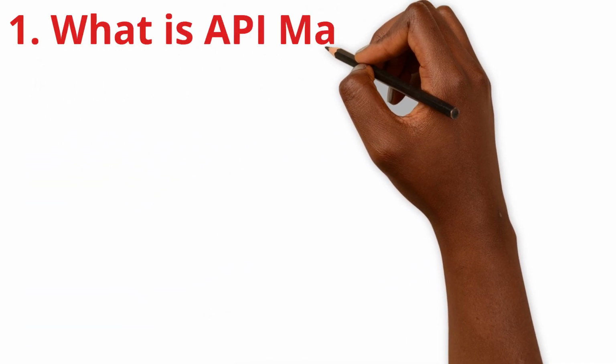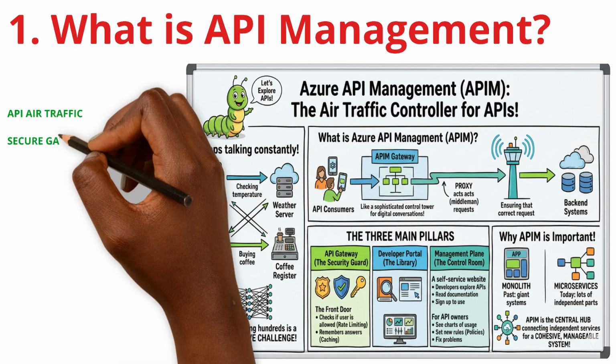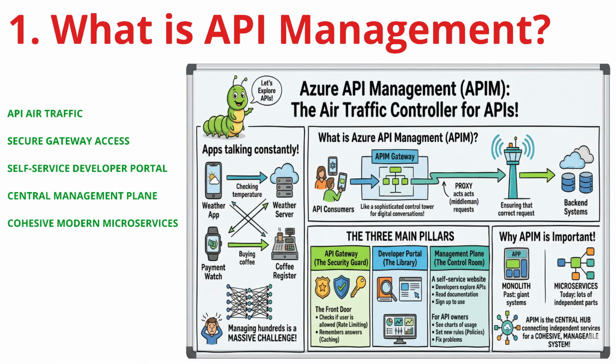Ever wonder how the digital world works? Our friendly caterpillar friend has an answer. Think of it like a conversation. Your weather app constantly talks to a weather server, and your watch communicates with a coffee shop register. These are API calls. But when you have hundreds of these connections, things get chaotic, and managing them becomes a massive challenge. Enter Azure API Management, or APIM.